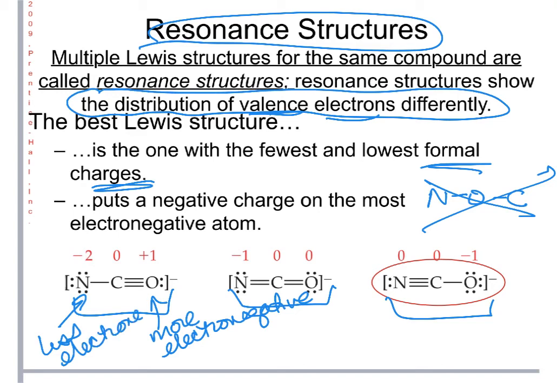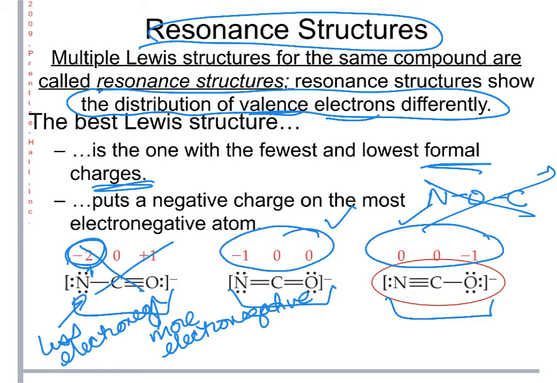So let's look at this specific example. We can pretty quickly rule out the first structure because the absolute value of the formal charges is high. You've got a formal charge of 2 here and you don't on the last two. So the last two, your total formal charge is -1, and then 2 out of 3 atoms have 0 formal charge. How do I pick which one is best?